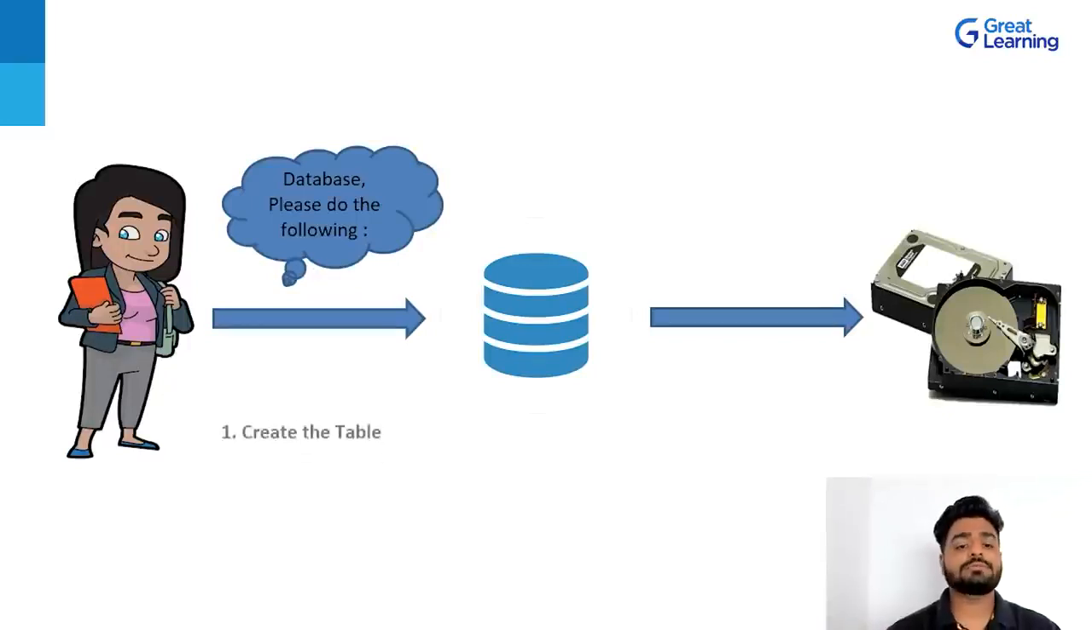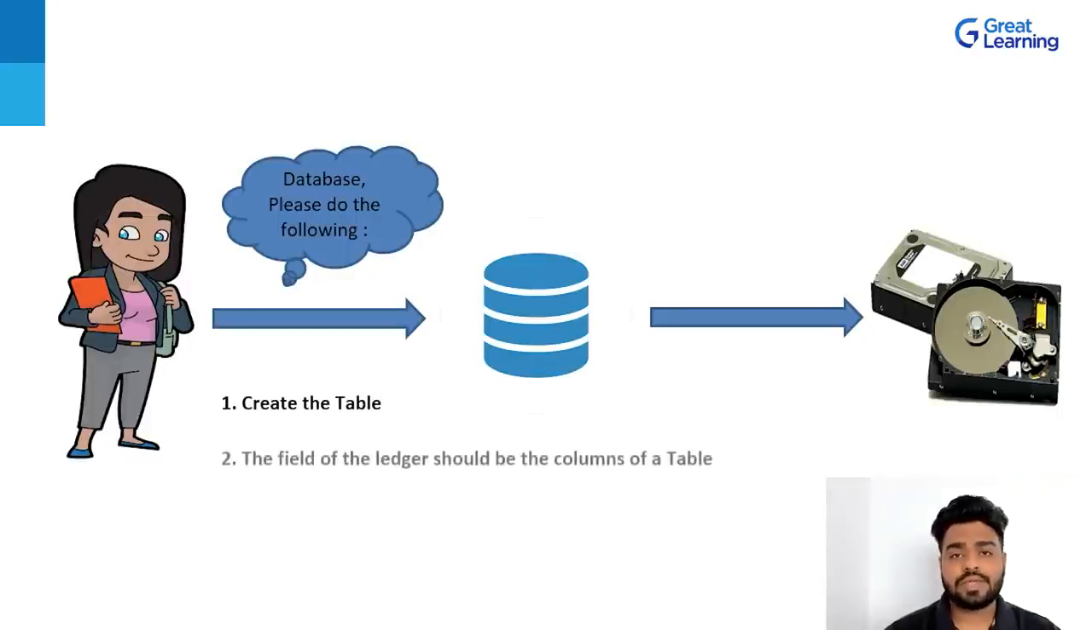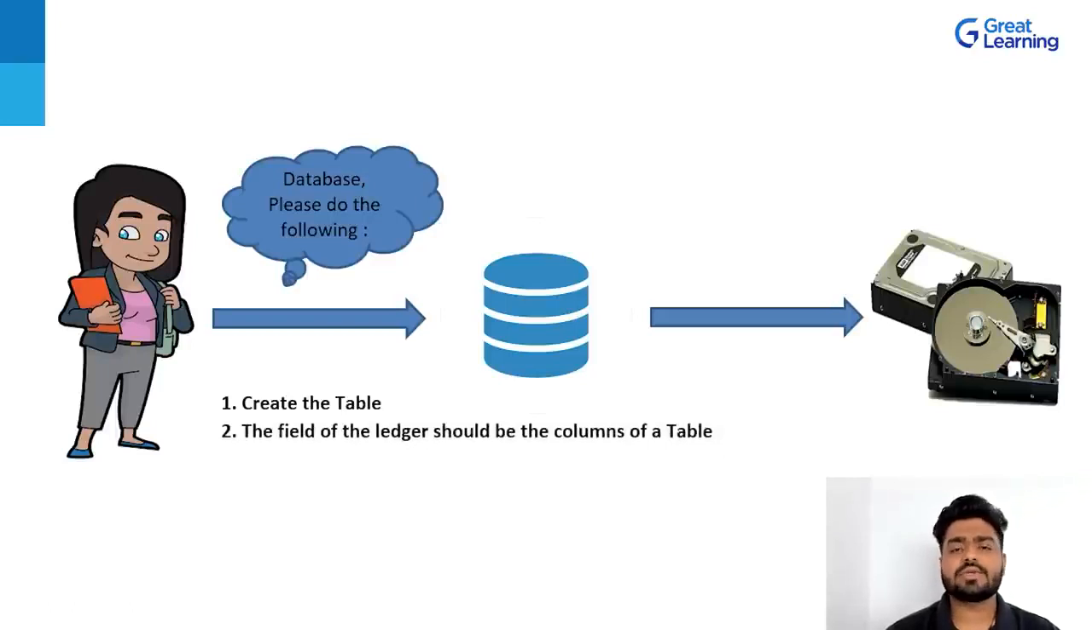So let's say the very first procedure is create the table. We need to tell the DBMS that, hey, you need to first create the table. Which table? Let's say some name, student table. The fields of the ledger should be the columns of the table. Whatever fields we have given in the ledger, that is nothing but the columns of the table. Give a name to the table. We have already given student.